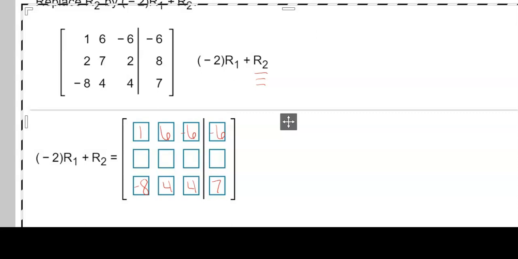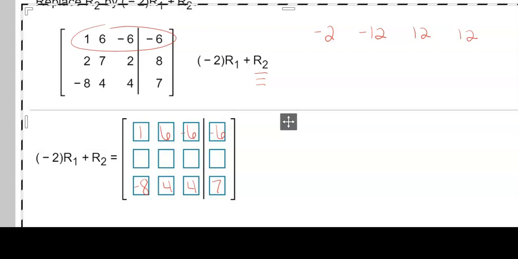So I'm going to take negative 2 times row 1. So this is just like the second or third one that we did. So everything in here gets multiplied by negative 2. So 1 times negative 2 is negative 2. 6 times negative 2 is negative 12. Negative 6 times negative 2 is positive 12. Negative 6 times negative 2 is 12. Okay? So I have taken negative 2 times row 1.